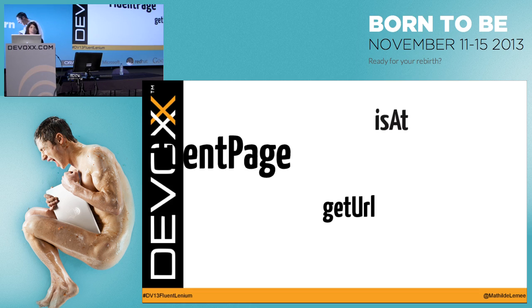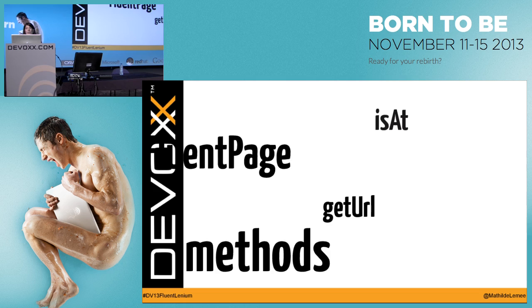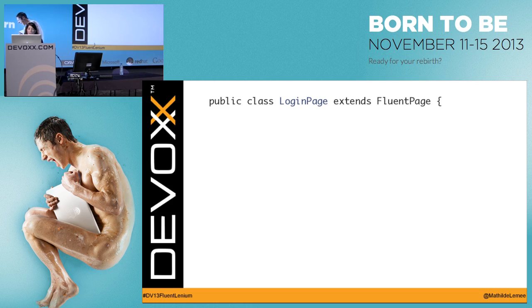I said just before that the page shouldn't have any assertions. That's not exactly true. You've got one method called isAt, which can have assertions, and normally it should be the only one. You can override this method and put there what you think is sufficient to be sure that you are on the right page. After that, you provide your methods, like login and get the errors and stuff like that.